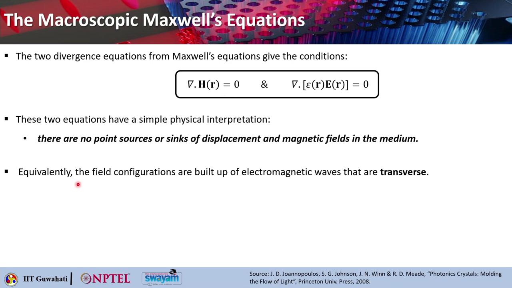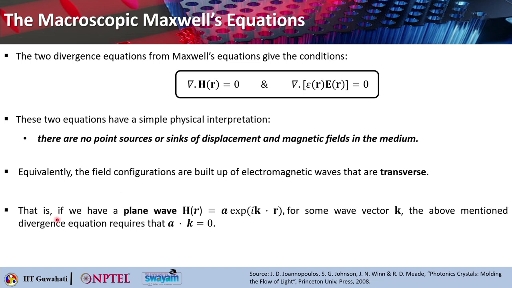Now, equivalently, the field configurations are built up of electromagnetic waves that are transverse. So, if we have a plane wave that is expressed as H(r) equals A exponential i k dot r, where k is the wave vector and r is the position vector, then the above mentioned divergence equation will require that A dot k, the dot product of these two, should be 0.